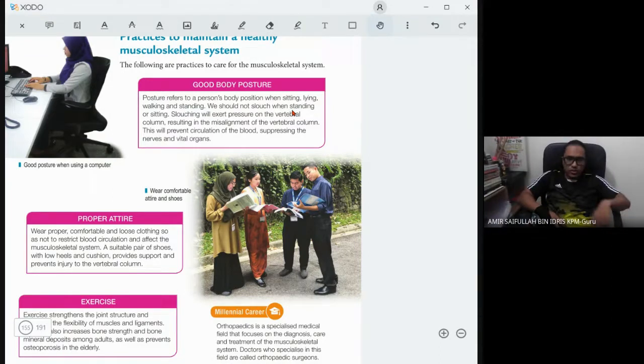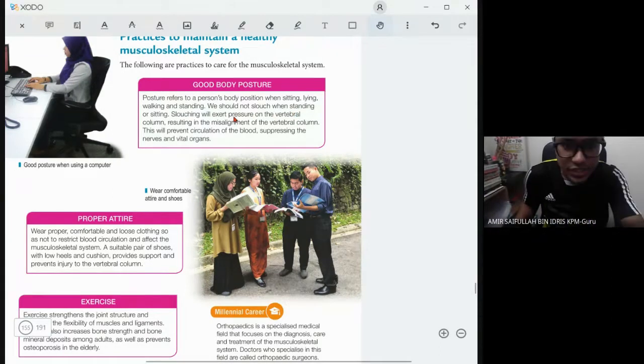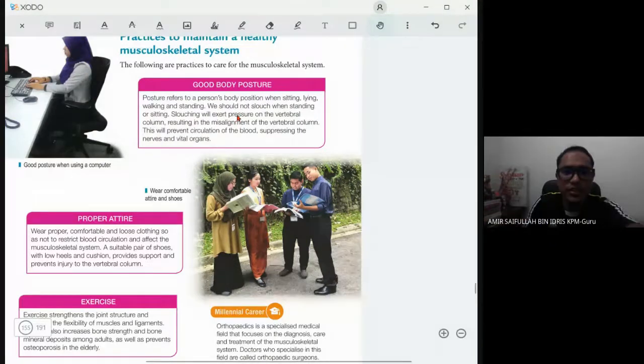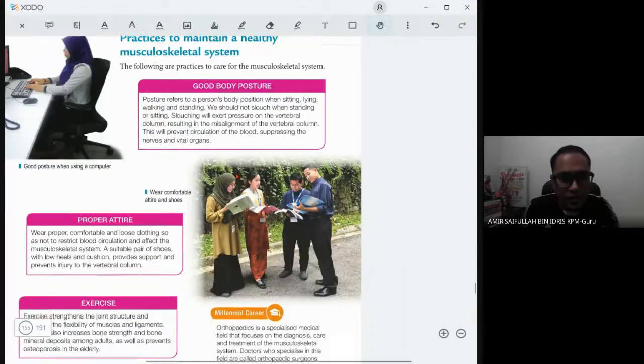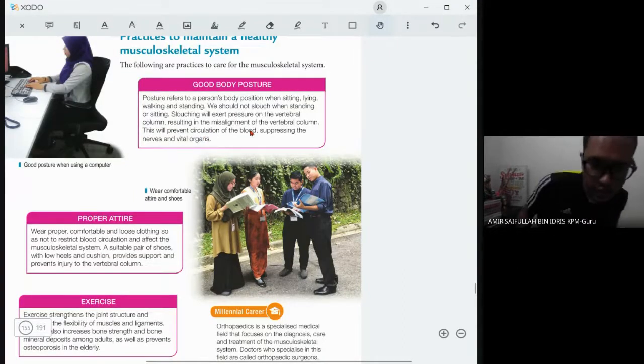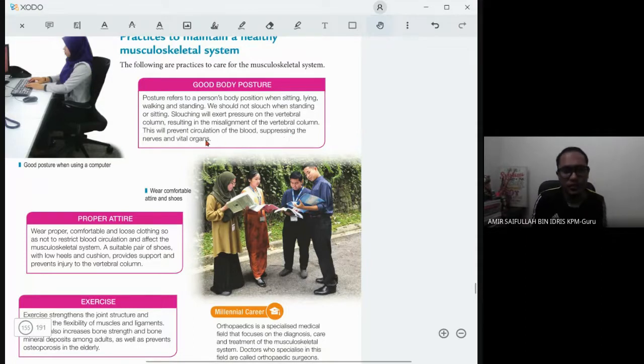That one will cause you to exert extra pressure on the vertebral column. Okay, so your vertebral column, you cause extra pressure on your backbone, which will result in misalignment. Your backbone can lari in shape. So this condition will prevent circulation of blood and suppress the nerve and also vital organs. So you can press other vital organs. So make sure you sit properly so that you do not give extra pressure to your backbone.